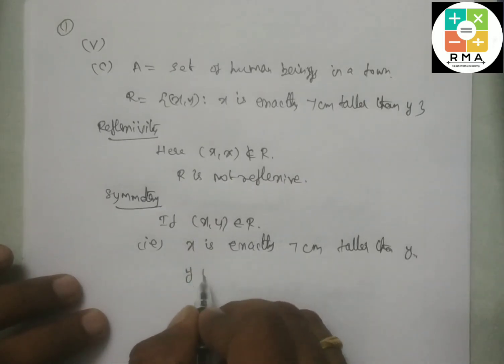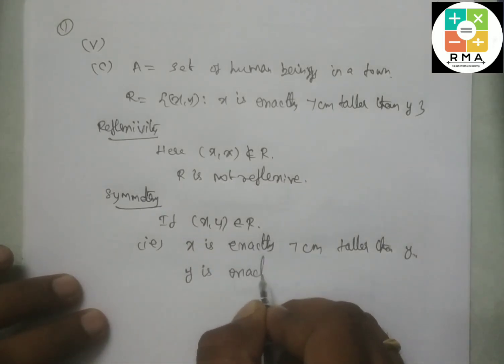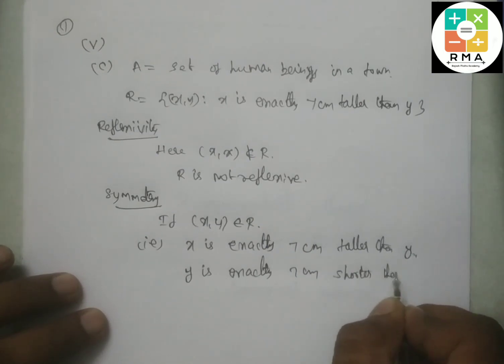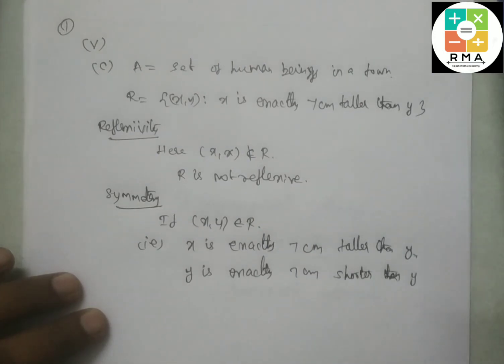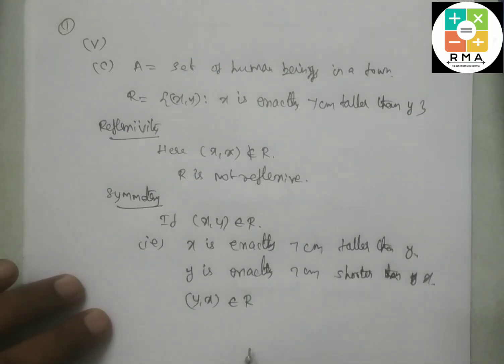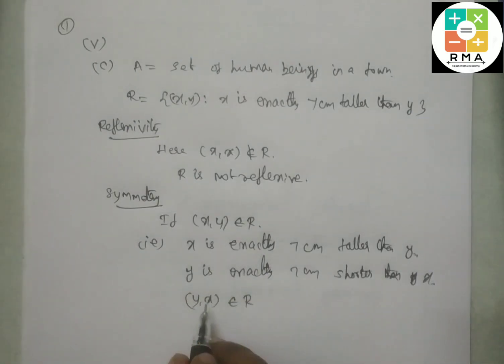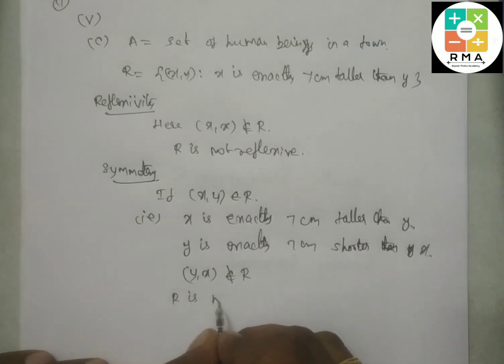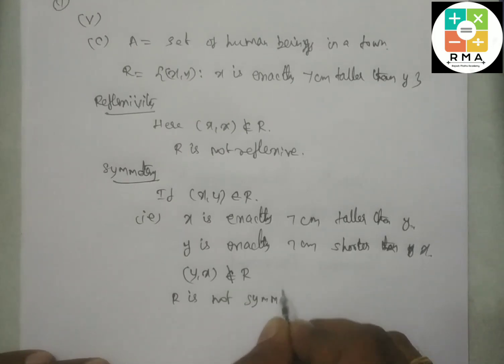Suppose reversing, it means y is exactly 7 centimeter shorter than x. Clear? So we can say that y comma x does not belong to R, because y comma x belonging to R would mean y should be 7 centimeter taller than x. It is not possible. So y comma x does not belong to R.